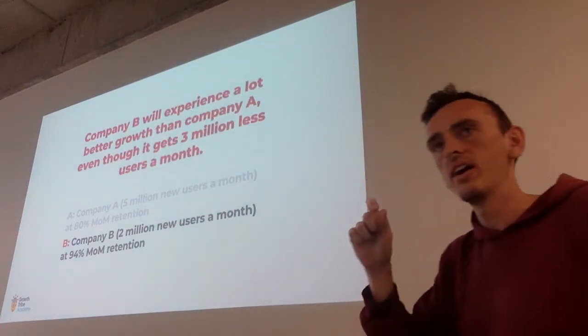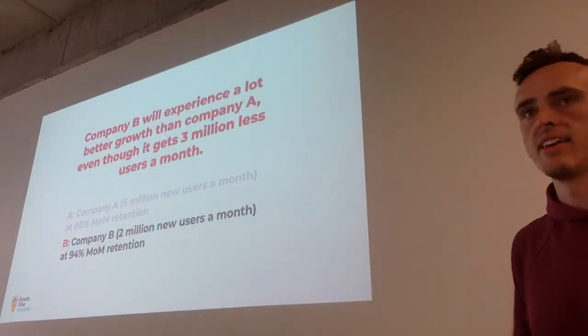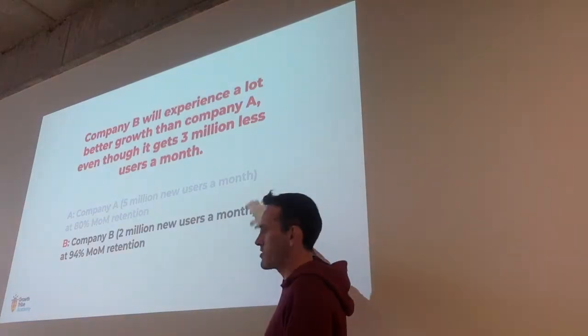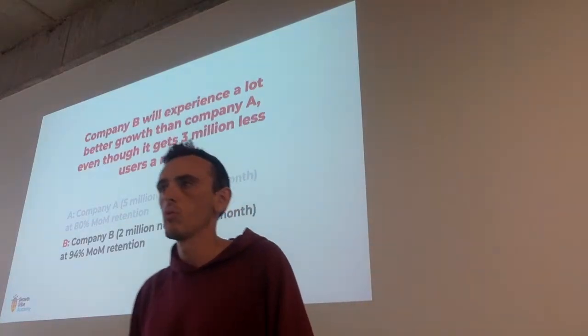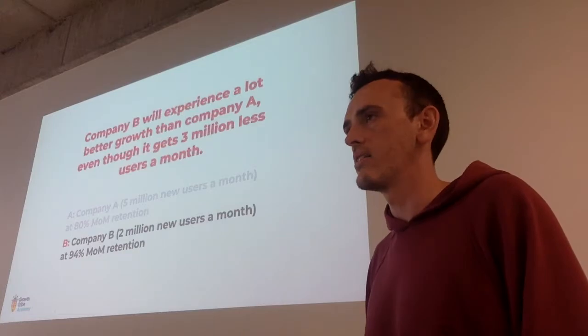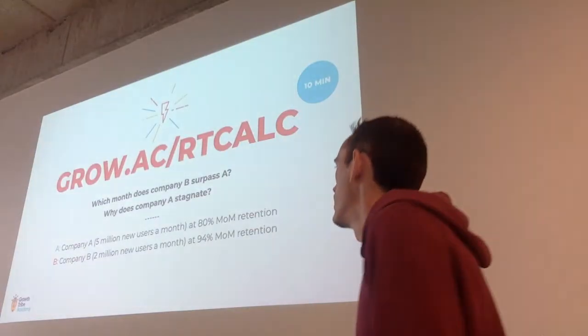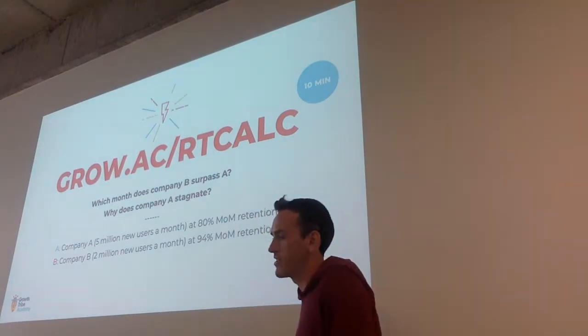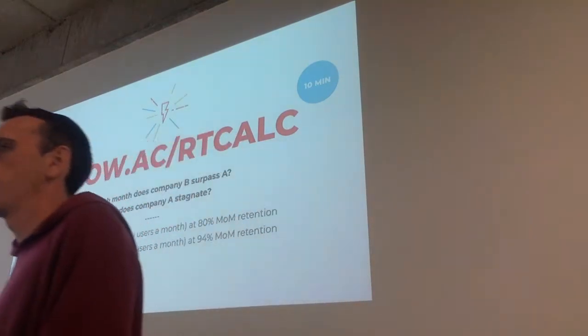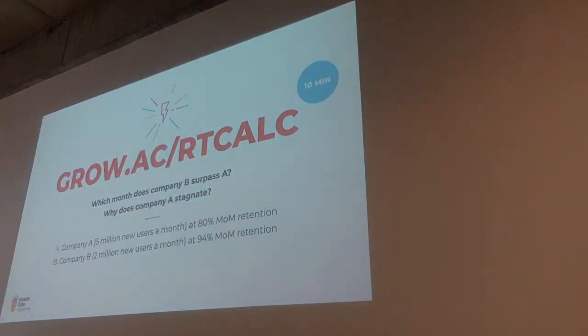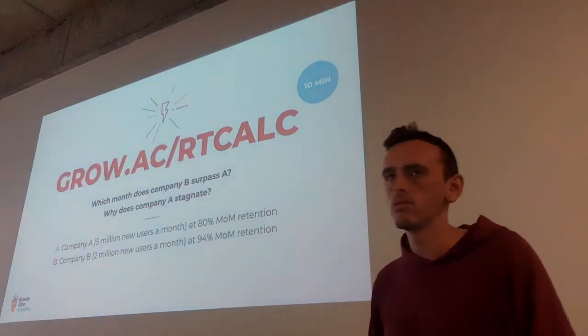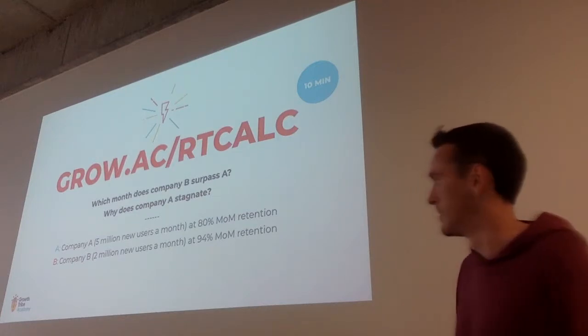What we're going to do now is go through the predictive model and compare these two companies to really understand what happens, and also why retention always ends up being the most important part of the funnel. So that's grow.ac/rtcalc, and you're going to get a spreadsheet. I just want you to fill in the numbers you just saw: Company A has 5 million new users at 80% retention, and Company B has 2 million at 94% retention.